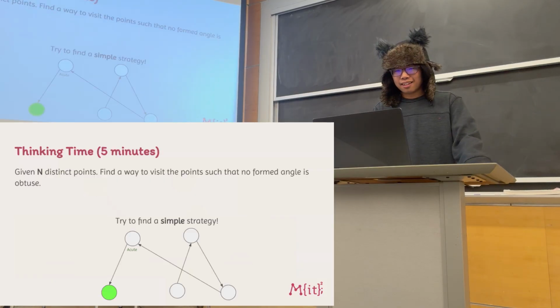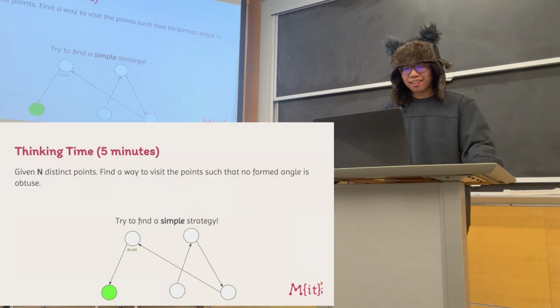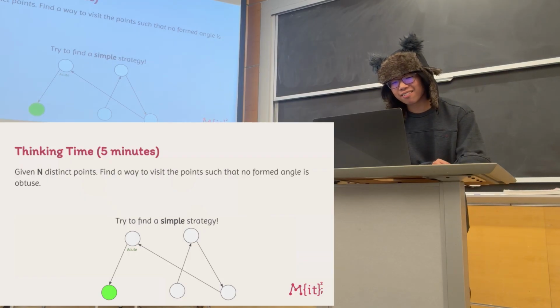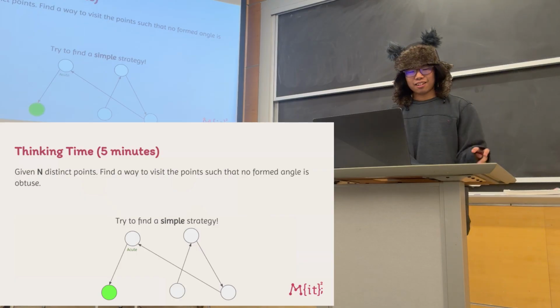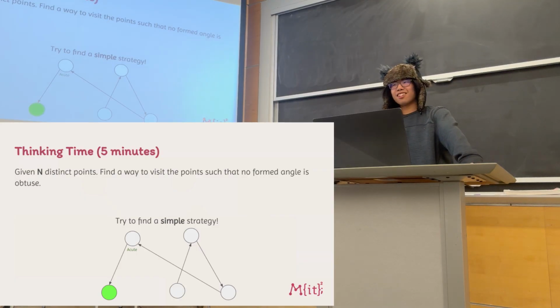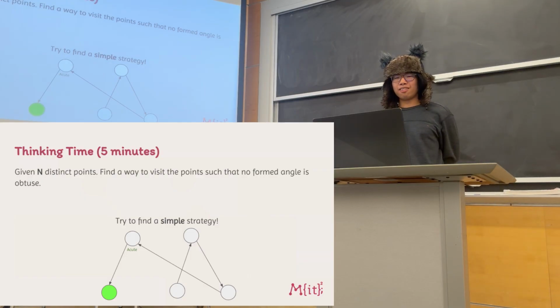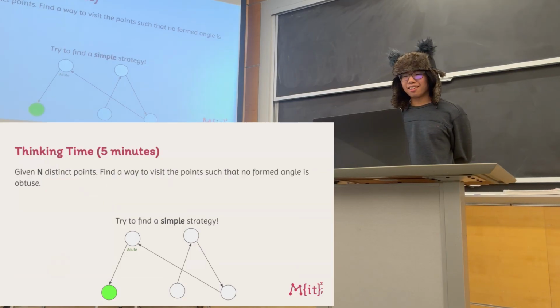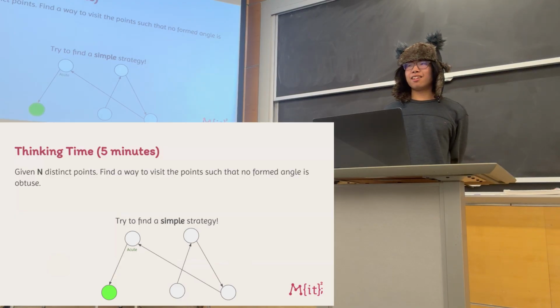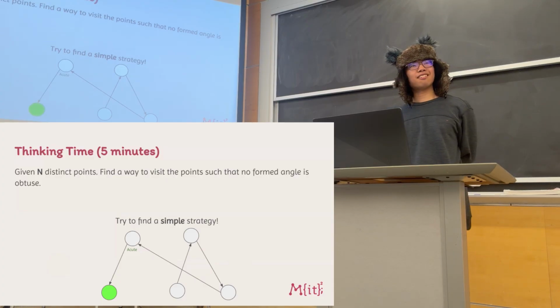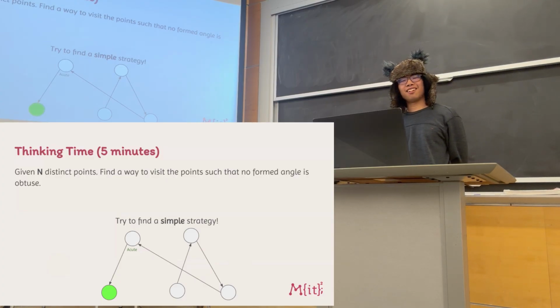Yeah. So I'll give you guys 5 minutes of thinking time for this problem, and try to find a simple strategy that visits every element in this graph with only acute angles. Does anyone have any ideas? It doesn't have to be proven correct or anything. Just a heuristic.